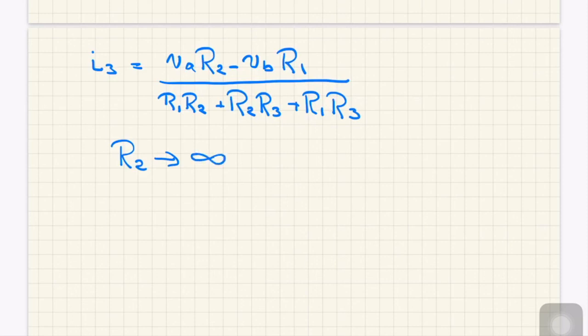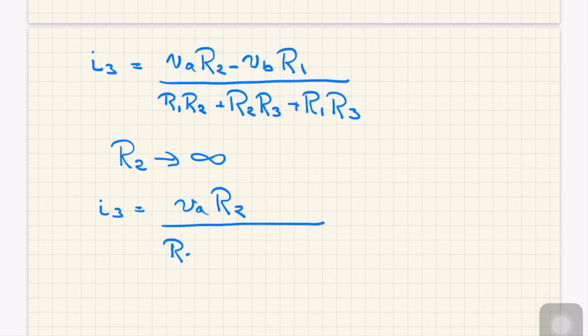So we're going to set R2 going toward infinity. That's our assumption here. Now, if we look at this equation, we can rewrite it: I3 equals, now R2 times something minus VB R times R1. It's obvious what term is going to dominate this. It's going to be the VA R2 term. No matter what, as R2 gets bigger and bigger, that term will dominate.